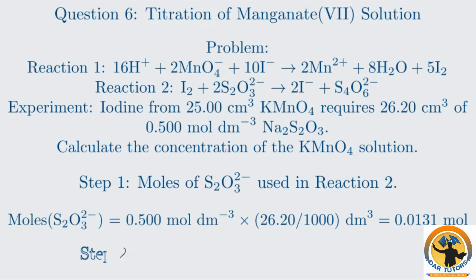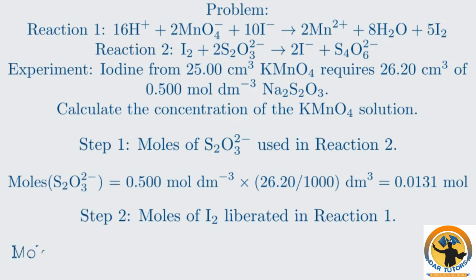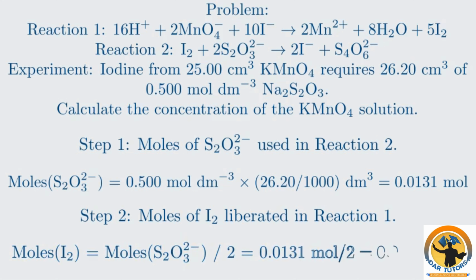Step 2. Calculate the moles of iodine liberated. We use the stoichiometry of reaction 2, where the mole ratio of iodine to thiosulfate is 1 to 2. So, the moles of iodine is half the moles of thiosulfate. 0.0131 divided by 2 gives 0.00655 moles of iodine.